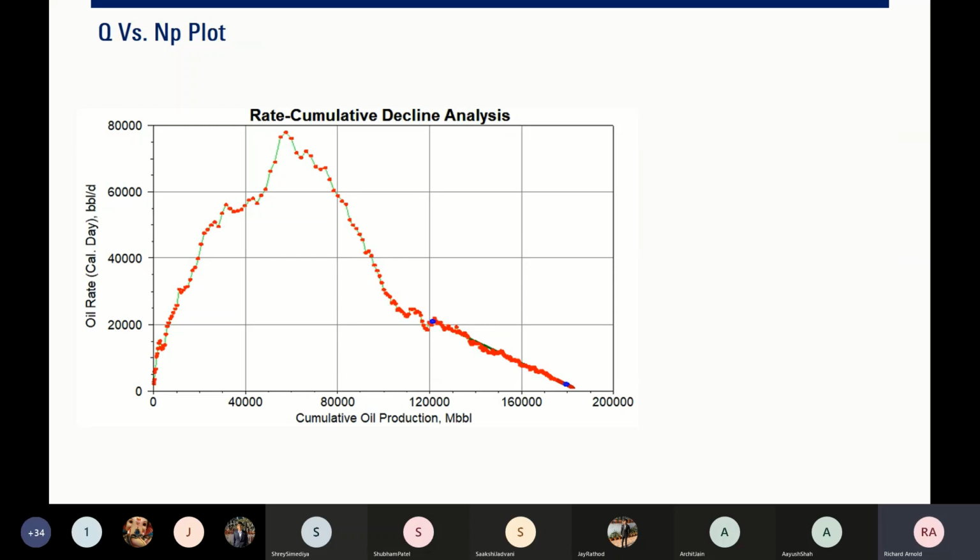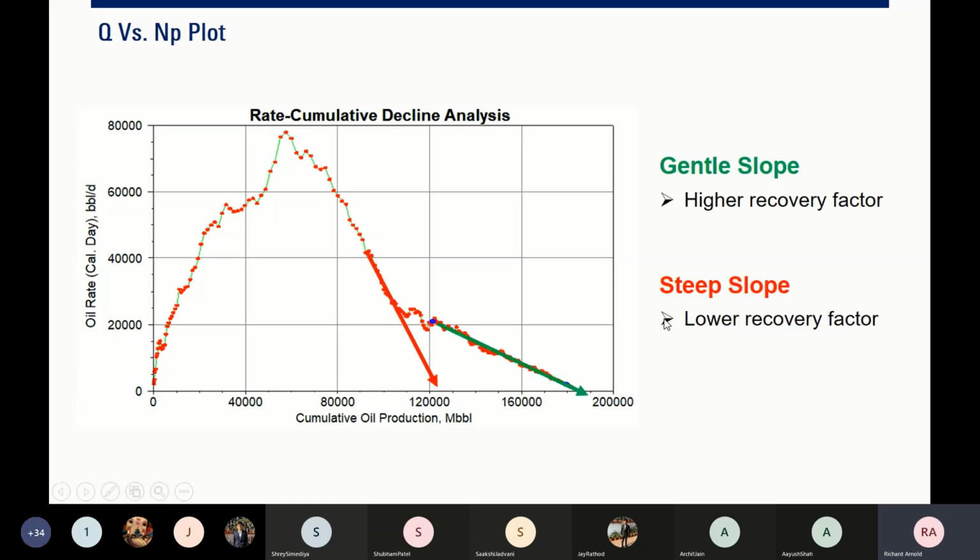You can also plot rate versus cumulative oil. You can use Excel, or in this particular case I used OFM. You plot oil rate versus cumulative oil production. You just need to find a linear trend, and do matching and extrapolation there. If you have a gentle slope, like at this interval, it means you will have a higher recovery factor and higher sweep efficiency.